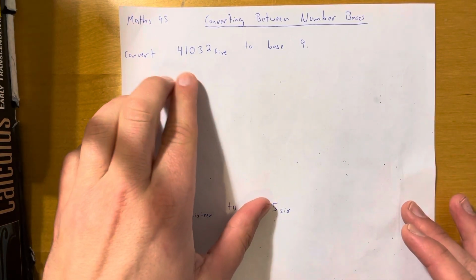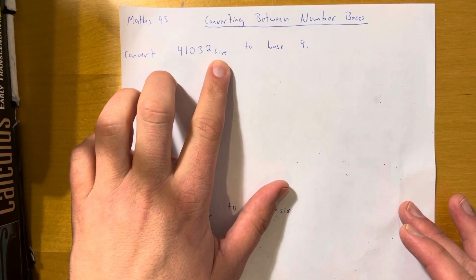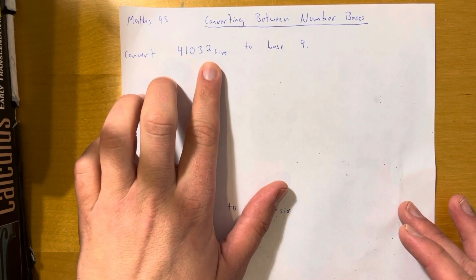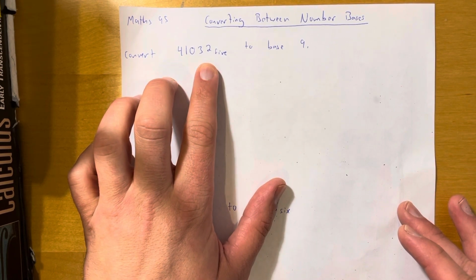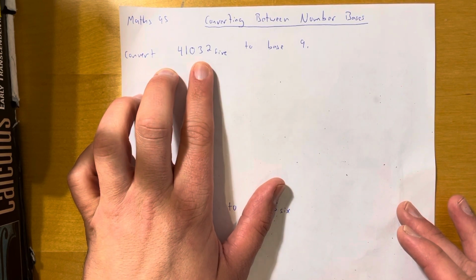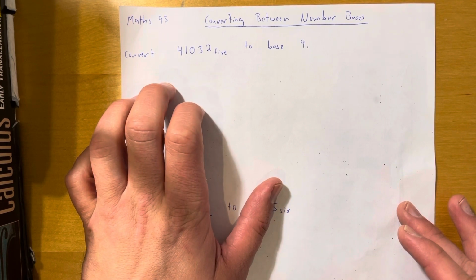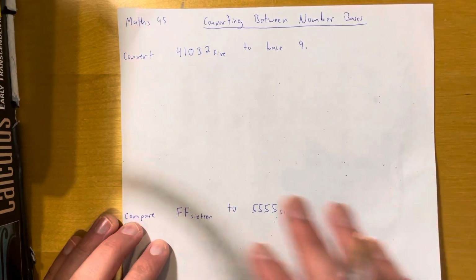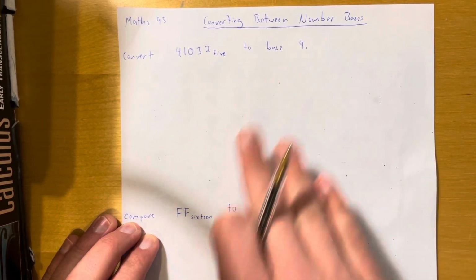So I want to convert this number, 41032, in base 5. Notice I didn't read that as 41,032 because that's not what that number is. If this were in decimal form, base 10, I could read it that way. But because it's not in base 10, that's not actually what this number is. I'm just going to read it as 41032 in base 5. And we're not converting it to decimal, we're converting it to base 9.